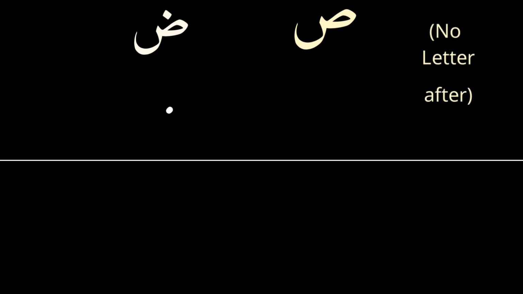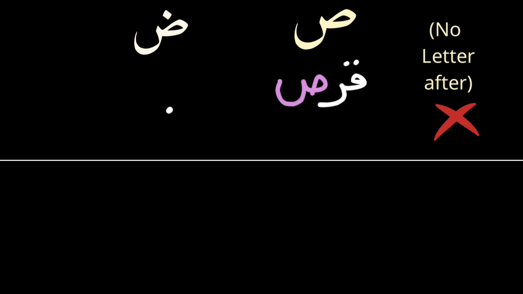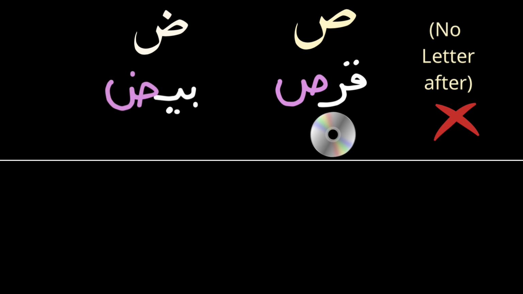Now let's take some more examples first when we don't have any letters after. So the first one is قرص. As you can see, we ended with صاد. We don't have anything after, so it's the same. And another example on ضاد, we have here بيض, we ended with a dad, and we don't have any letter after it, so it's also the same here.